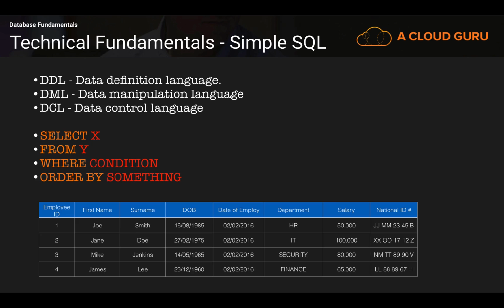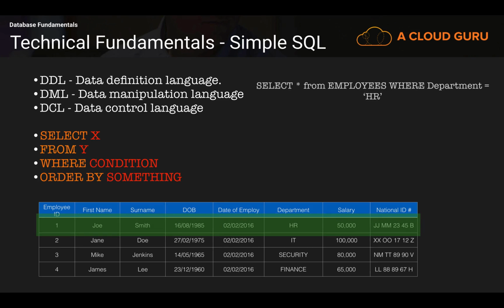Returning back to the employee table from earlier, I could run the following command to retrieve all the rows where department equals HR.